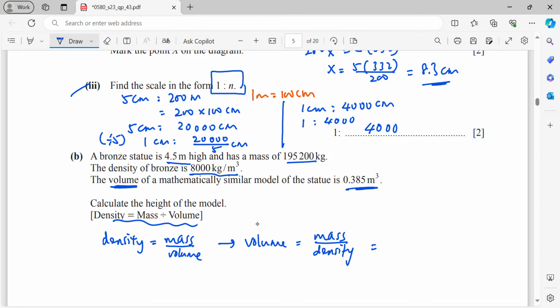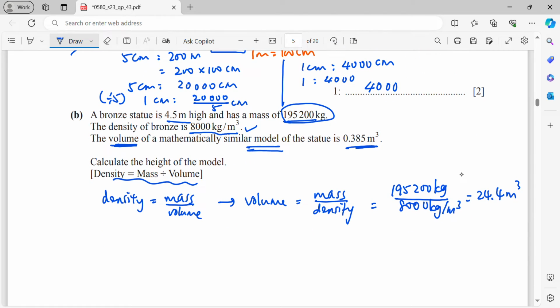So the mass is given, which is 195,200 kilograms, over density, given as 8,000 kilograms per meter cube. That means when you divide, it will be 24.4 meter cube volume. Now, since it's mentioned that a similar model has this volume, we use the volume formula: Volume 1 over Volume 2 equals R1 cube over R2 cube equals H1 cube over H2 cube.